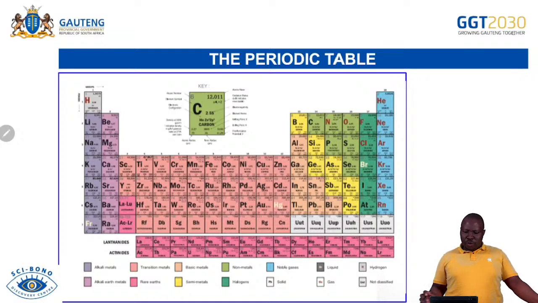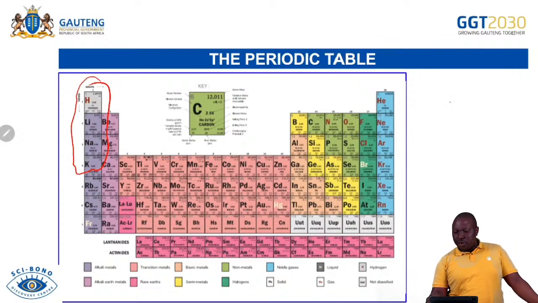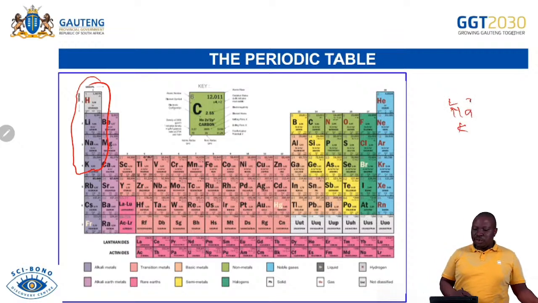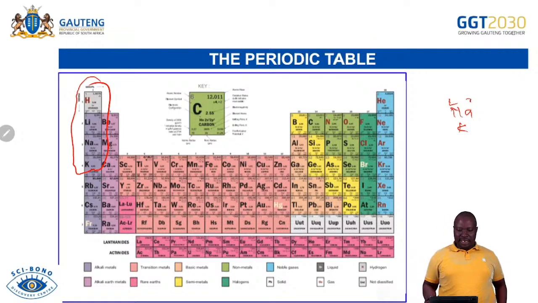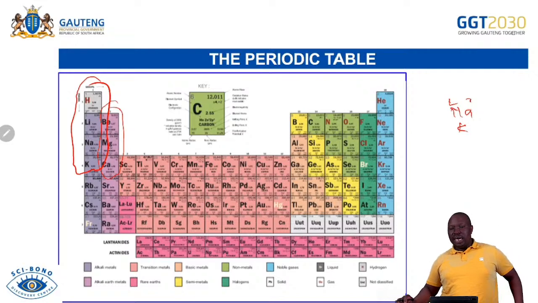Because if you look, you will see I was referring to group 1 elements, which is this one. Most of the time, we'll be referring to LiNaK, which is lithium, sodium, and potassium. So those ones are group 1 metals, that is the alkali metals. We refer to them as alkali metals. And then we have the group 2 elements, where we have beryllium, magnesium, and calcium. We refer to those as alkaline earth metals.